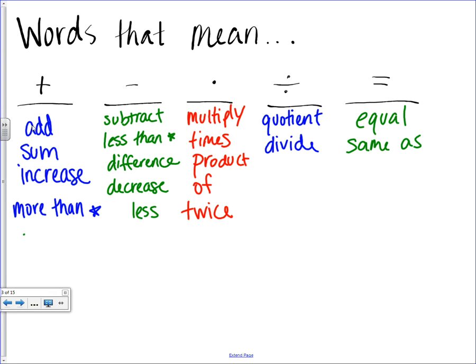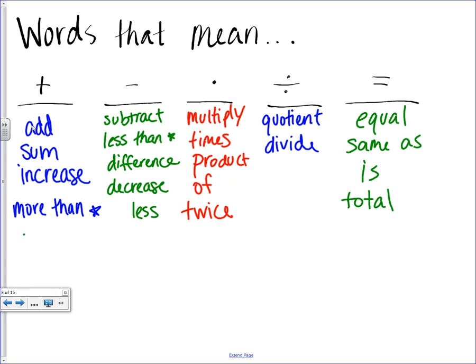What if I told you 5 plus 3 is 8? What word in there means equal? Is. The last one I have for here is total. Okay, so I have all these words. Now we're going to actually translate.